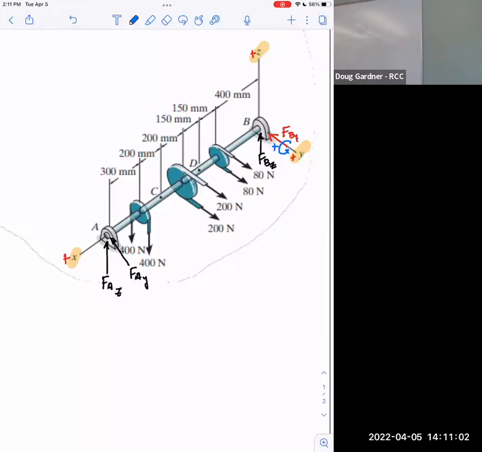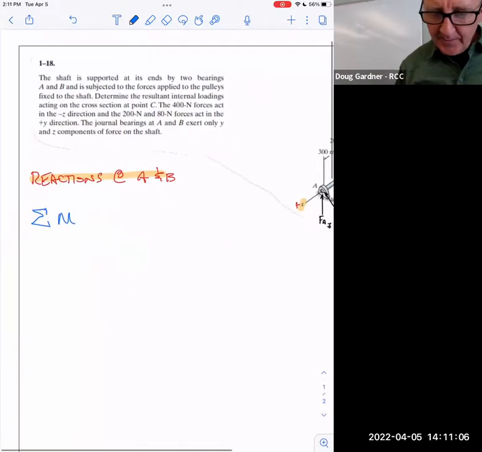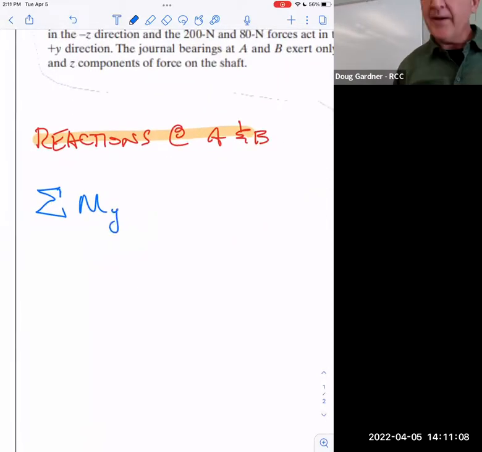Okay, so we're doing moments around Y. What I'm going to label here is the sum of the moments around Y. It's around an axis, not around a point now. And we're going to have to do it again for Z.